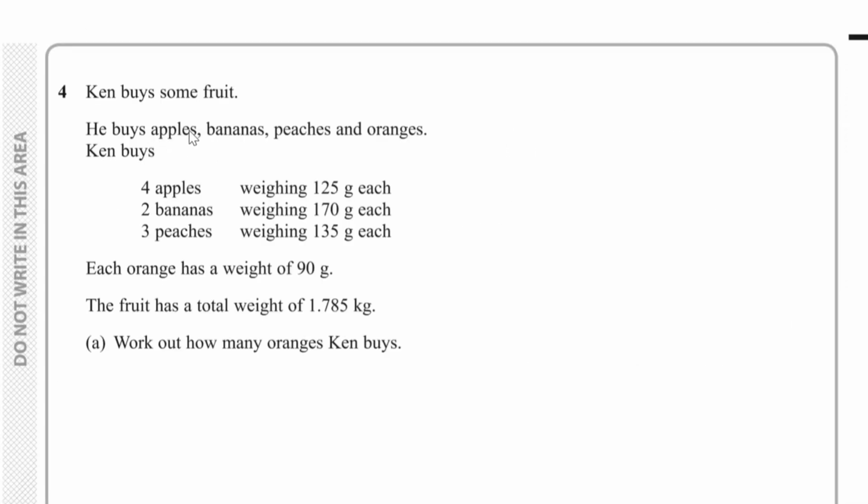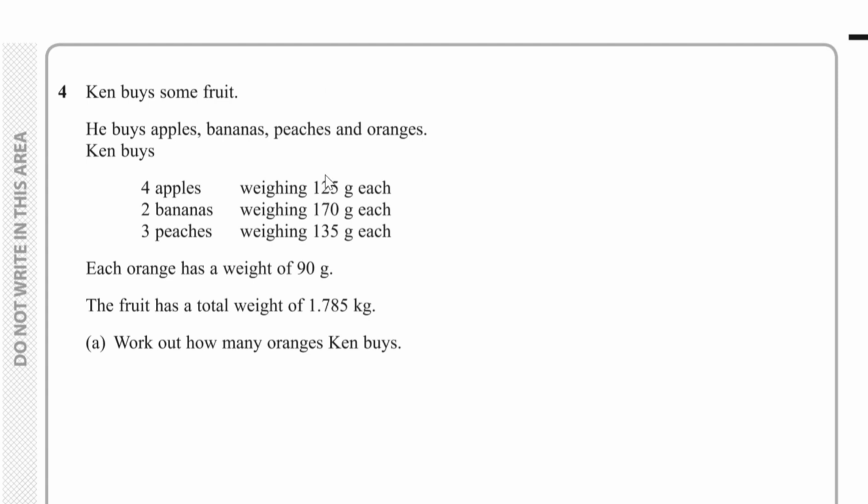Question number 4. Ken buys some fruit. He buys apples, bananas, peaches and oranges. Ken buys 4 apples weighing 125 grams each, 2 bananas weighing 170 grams each, and 3 peaches weighing 135 grams each. Each orange has a weight of 90 grams. The fruit has a total weight of 1.785 kilograms. For part A, we have to work out how many oranges Ken buys.